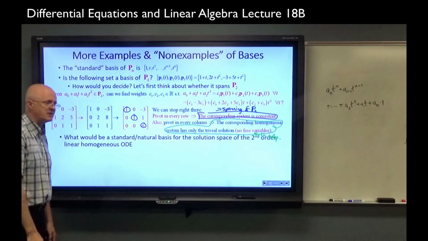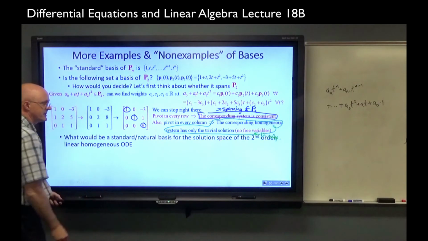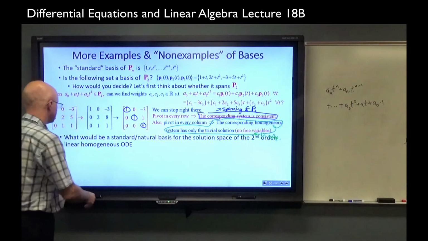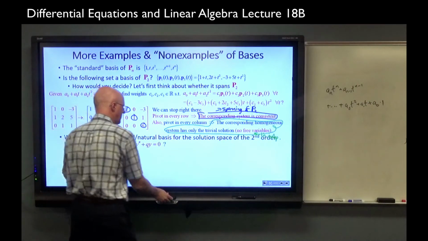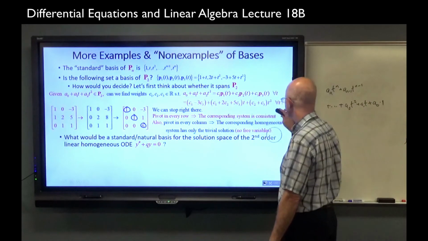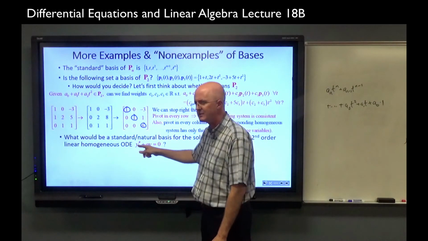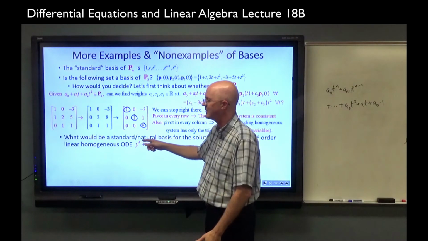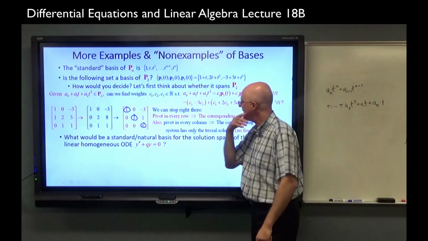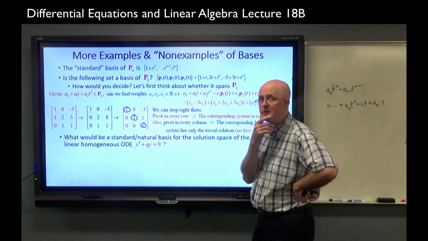Let's relate this to differential equations. What would be a standard slash natural basis for the solution space of the second order linear homogeneous ODE, y double prime plus qy equals zero, using primes here to save space. I also could have used Leibniz notation, the second derivative of y with respect to t twice. Hey, that's a harmonic oscillator equation, undamped. We've seen solutions to this before.